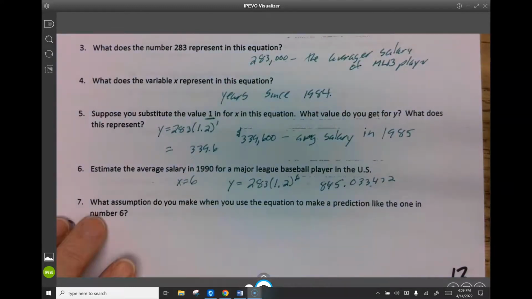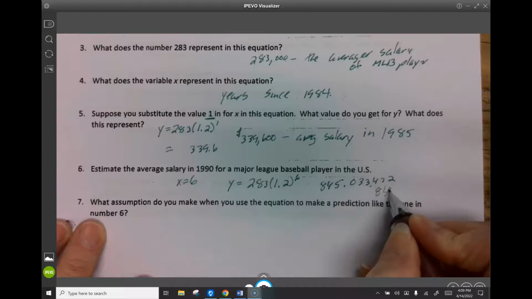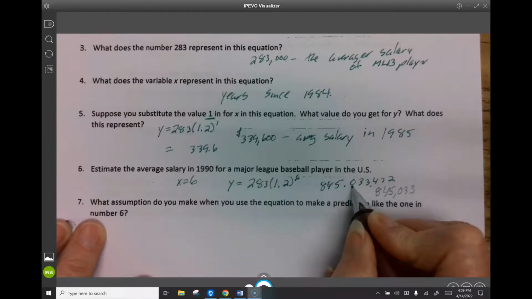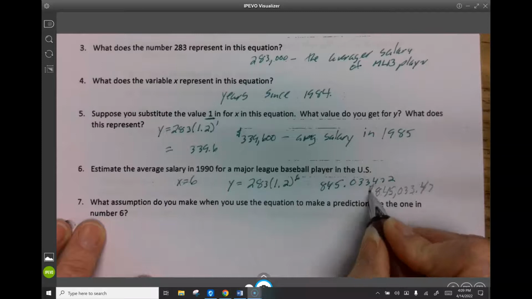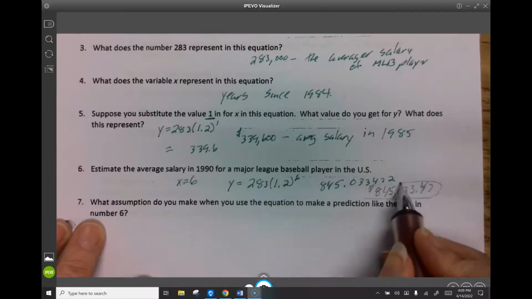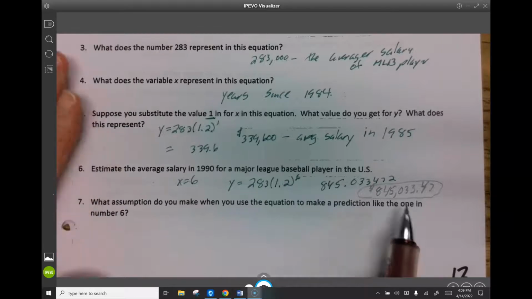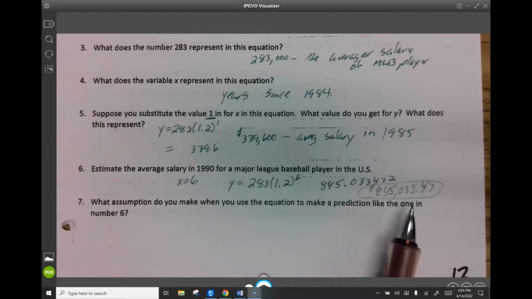So as you can see, this is going to become dollars, so $845,033, because I'm moving my decimal point to thousands, and 47 cents. I doubt that 47 cents is going to make a big difference if you're making $845,000. Wow! That's the average salary in 1994 of a baseball player. And we're in 2022, so you know it's huge.